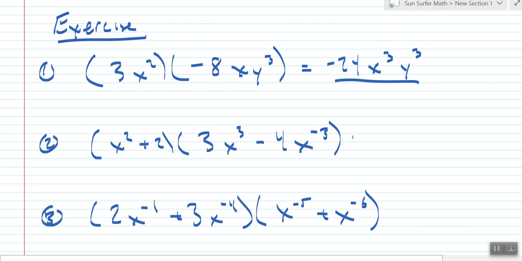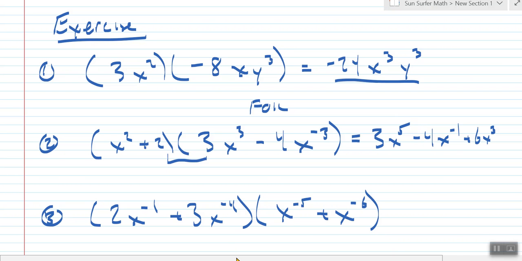For the second one, we're going to use the distributive property. First, outside, inside, last. So the first term in each, x squared times 3x cubed, is going to be 3x to the fifth. We are adding the exponents. The first times the last, the outside ones, is going to be a negative 4, and an x squared and x to the negative 3 is going to be, adding the exponents, x to the negative 1. The inside terms, we will have 6x cubed. And then the last term, the 2 times the negative 4 is going to be a negative 8.